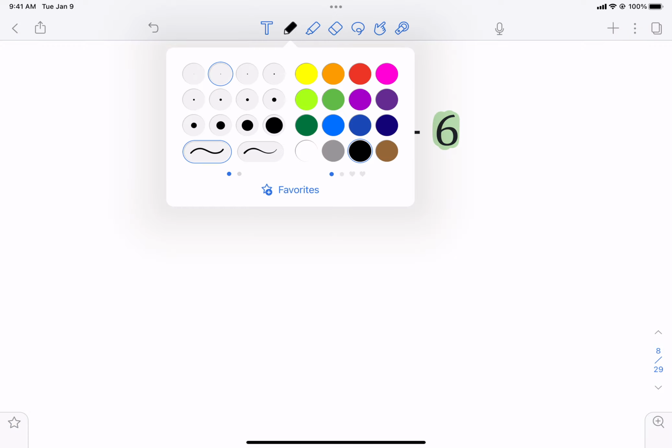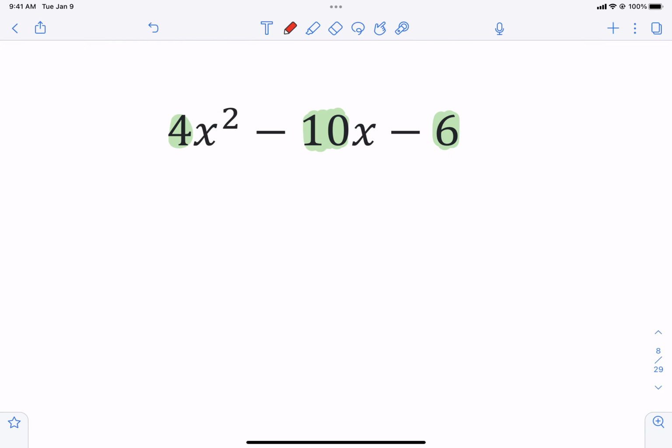But what number divides into 4, 10, and 6? And hopefully you're saying a 2 does. So we can use this greatest common factoring technique to pull 2 out of each of those 3 numbers. So if I pulled 2 out of the first term, that would leave us with 2x squared. If I pulled 2 out of the second term, that would leave us with 5x. And if I pulled 2 out of the last term, that would leave us with just 3.